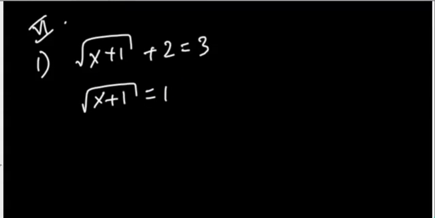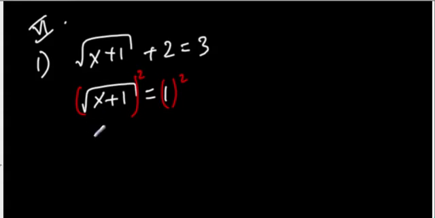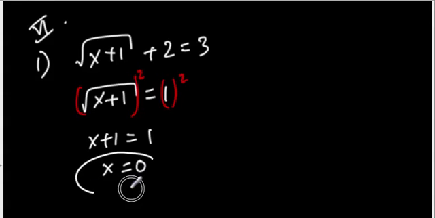Then we square both sides. I'll just use a different color to demonstrate that. And so then that just becomes x plus 1 is equal to 1 squared, which is 1. So x is equal to 0, because we just subtract the 1 from both sides, and that's your answer. Okay, let's do number 2.